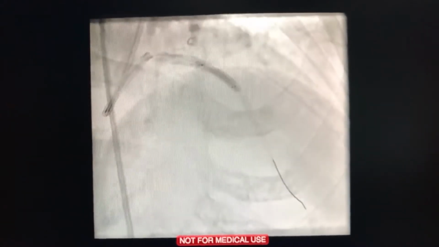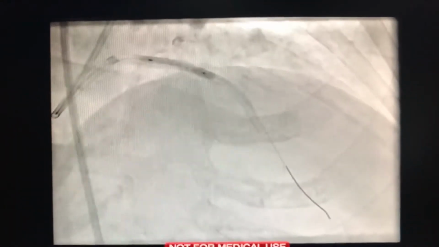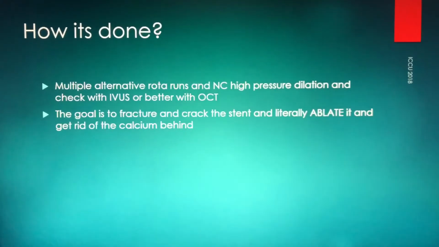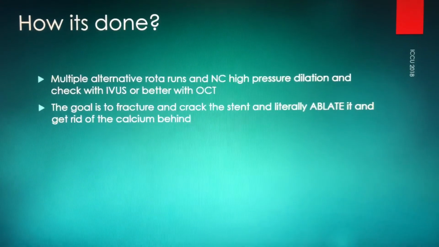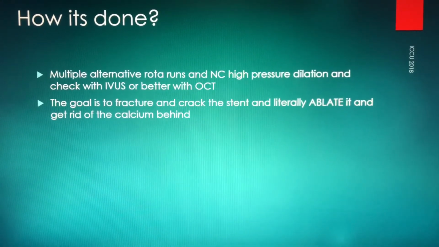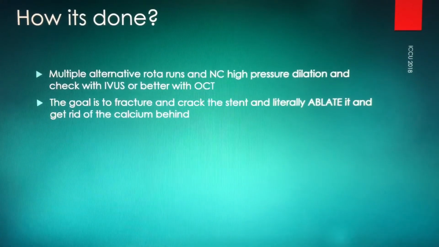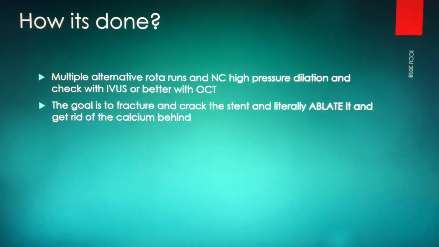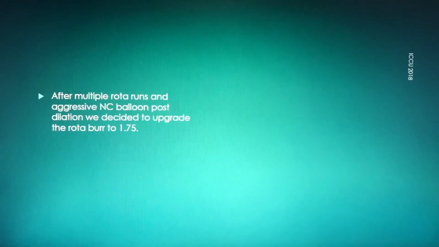It needs multiple runs, it needs multiple balloons, and as you can see, we did it a couple of times, and every time alternated the balloon with the rota, so multiple alternating rota runs and NC high pressure dilation. Then we have to check with IVUS, or even better with OCT. The goal is to fracture and crack the stent and literally ablate it, then get rid of the calcium behind, and then put another stent.